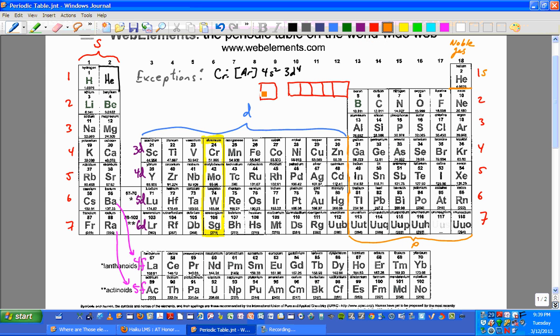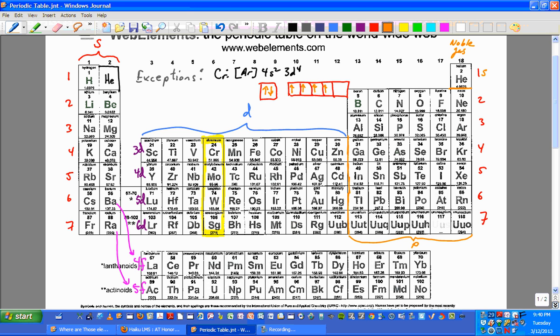So to fill this out, 4s1, 2, and then I go to 3d, and I got 4 of them to put in. So it's 1, 2, 3, 4. They all get their own orbital. They don't have to double up yet. Right?